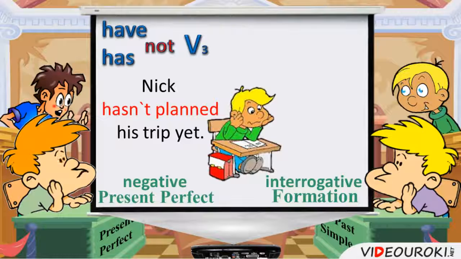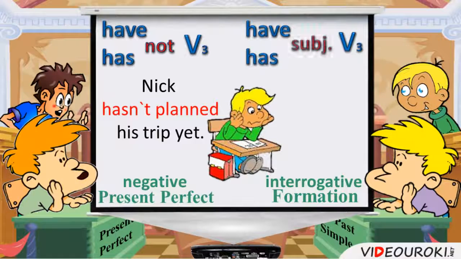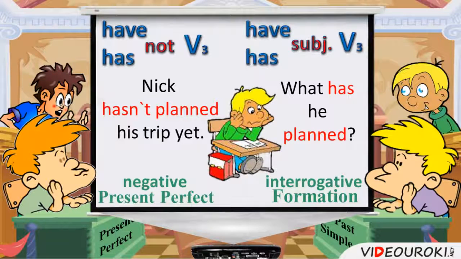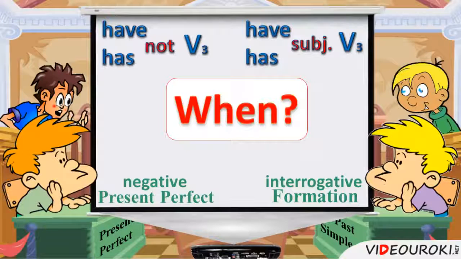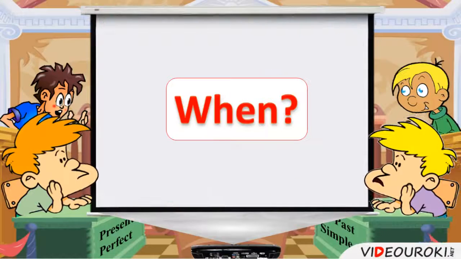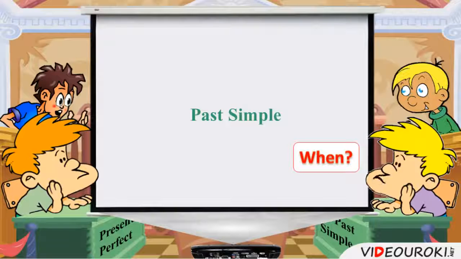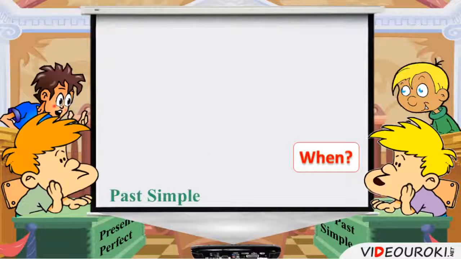To build interrogative sentences or questions, we put have, has before the subject. Look, what has he planned? Has is used before the subject he. And remember, we don't use the present perfect if there is a question word when. Oh yes, we use the past simple instead.